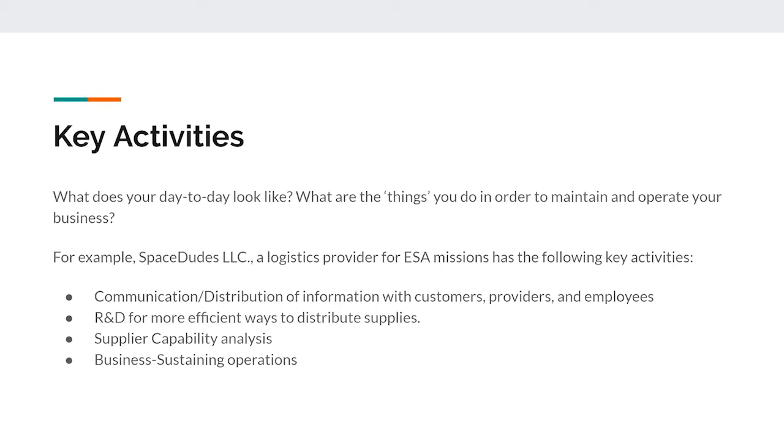We have to communicate and distribute information with our customers, providers, and employees. As you can expect with rocket launches, there's a lot of information going on or being created. So we need to distribute that. We also have an R&D department to look for more efficient ways to distribute supplies, especially high value supplies. We conduct analysis on the capabilities of our suppliers. So that's kind of like a supply chain management type thing, in order to make sure that we can consider them reliable. And then of course, like any other company, we have business sustaining operations, things like running admin, running accounting, cooperating with GAAP, or whatever tax agency we need to work with.